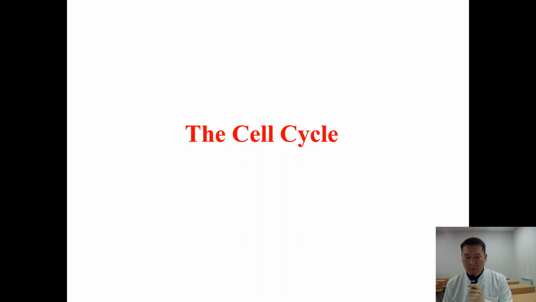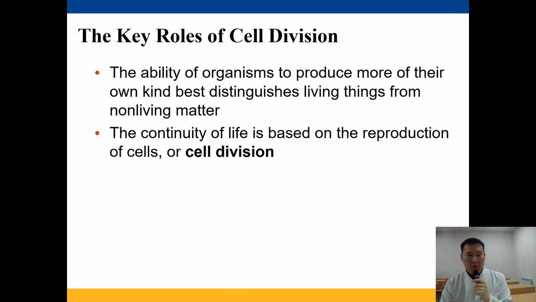Today we will talk about a new topic, the cell cycle. The key role of cell division, the ability of organisms to produce more of their own kind, best distinguishes living things from non-living matter. The continuity of life is based on the reproduction of cells, or cell division.